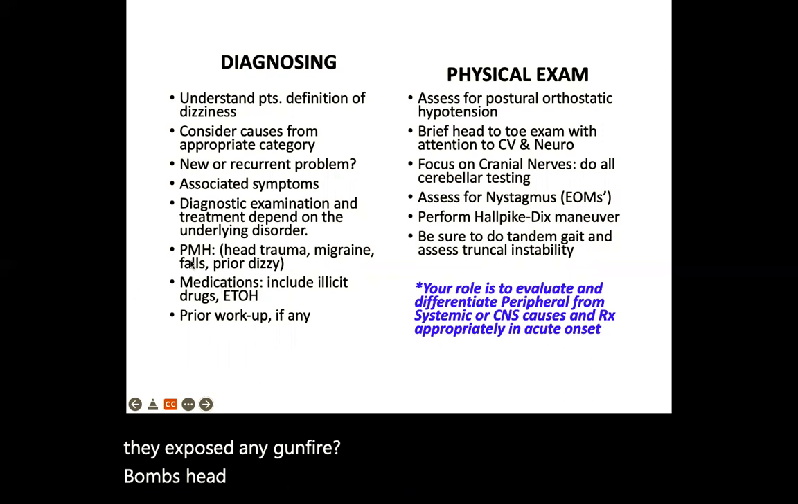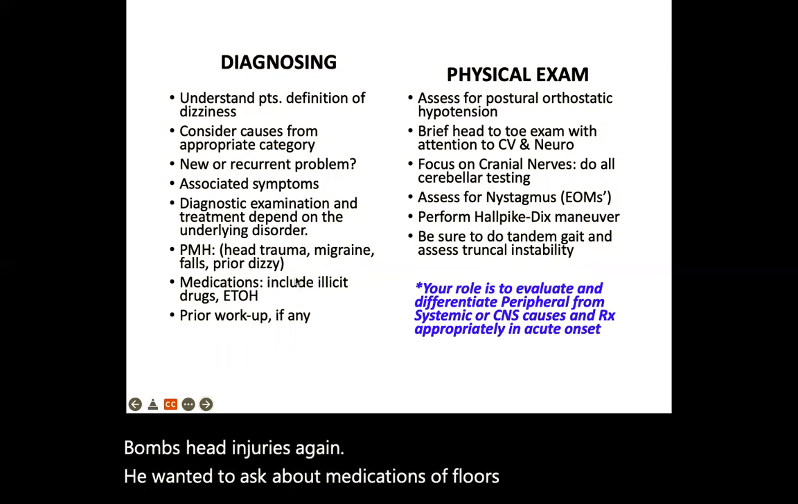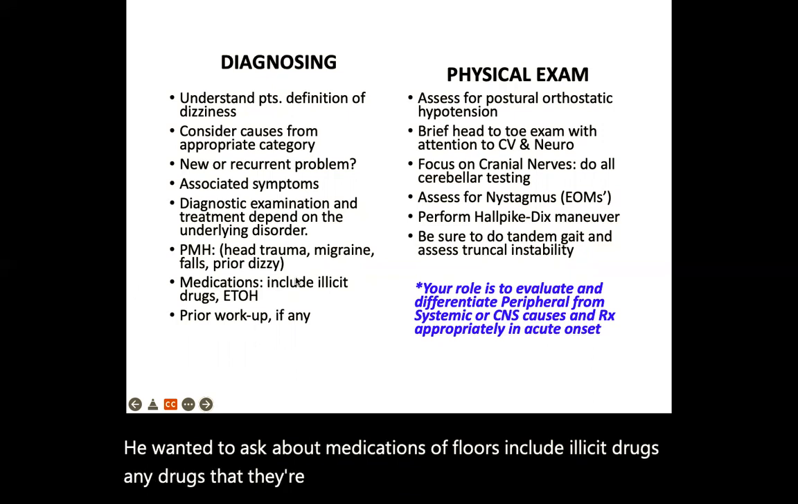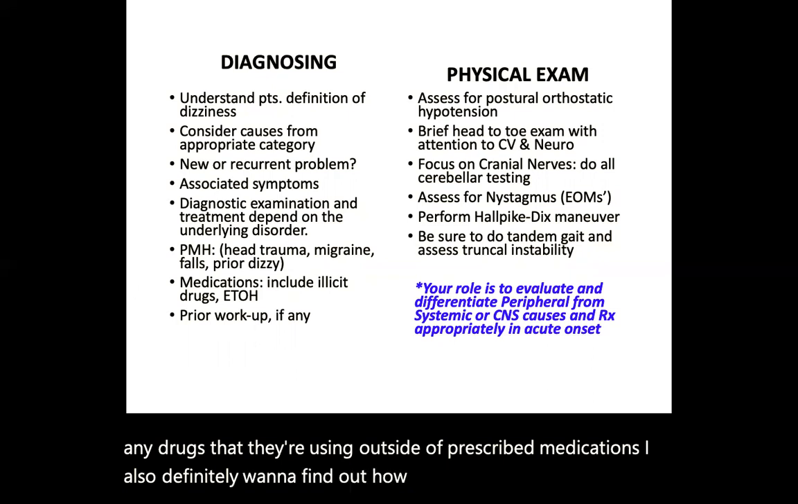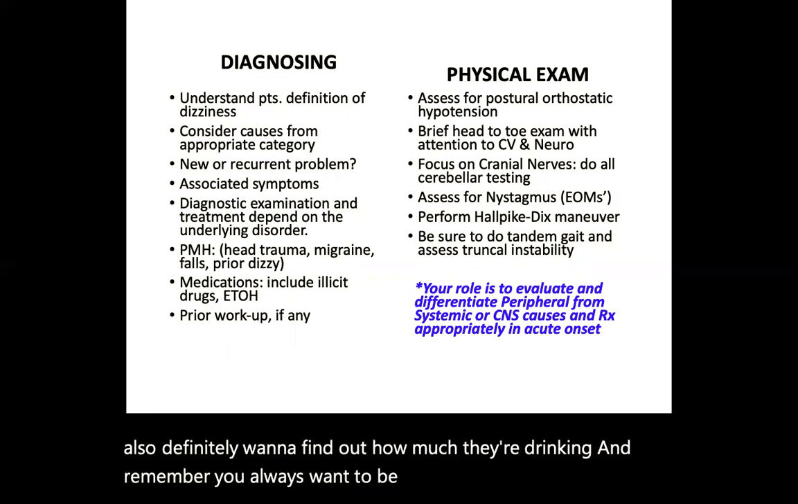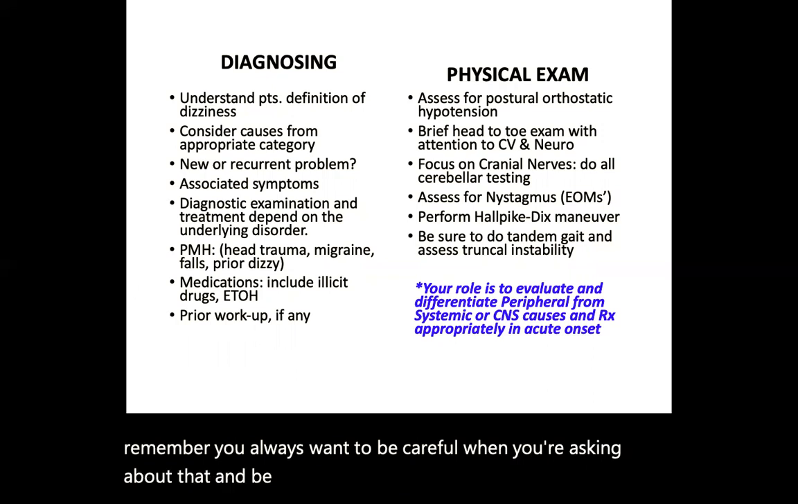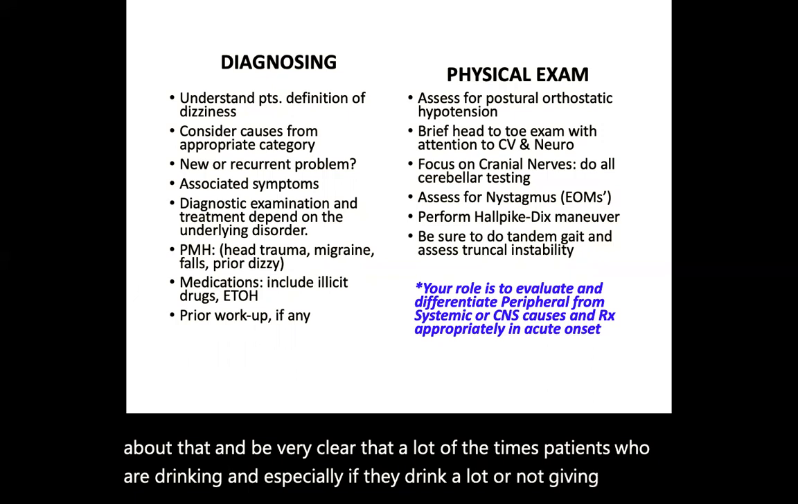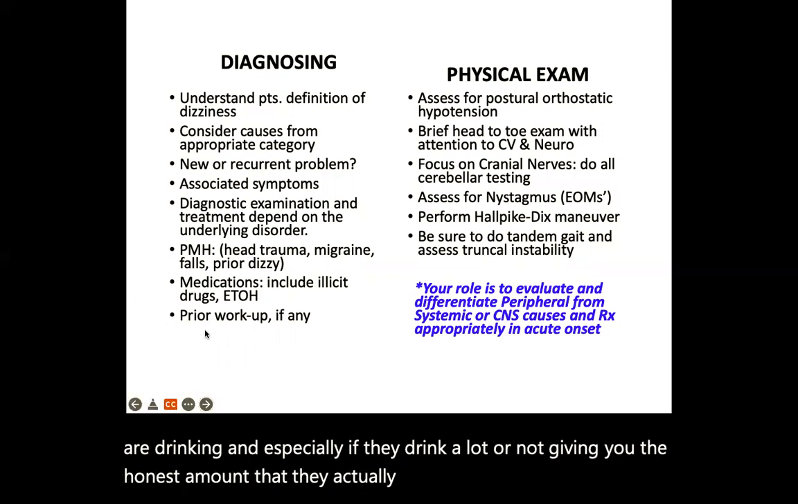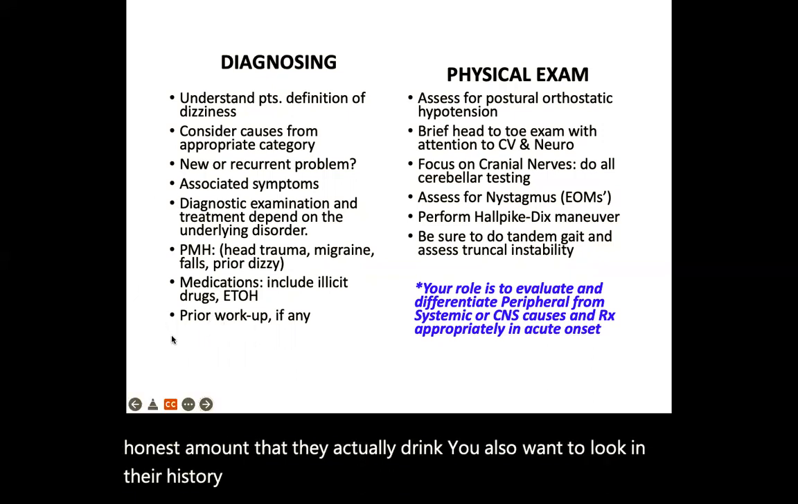Again, you want to ask about medications, of course including illicit drugs, any drugs that they're using outside of prescribed medications. Also definitely want to find out how much they're drinking. And remember, you always want to be careful when you're asking about that, and be very clear that a lot of the times patients who are drinking, and especially if they drink a lot, are not giving you the honest amount that they actually drink. You also want to look in their history and their charts, see if there was any prior workup for this particular issue at any point.